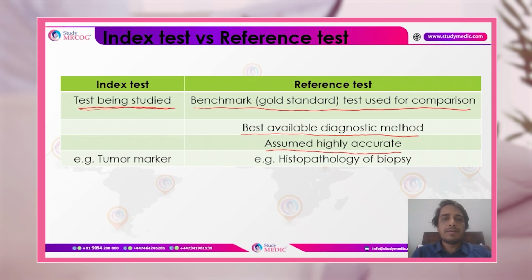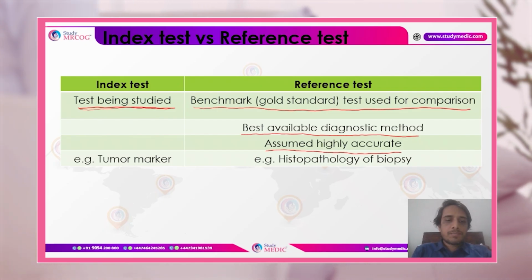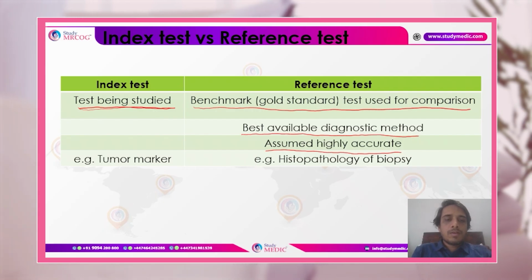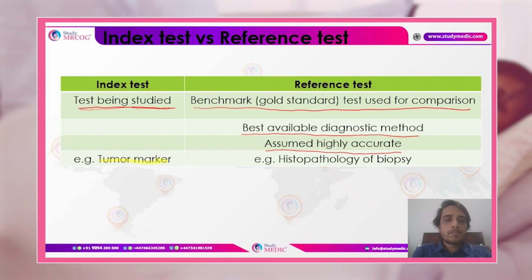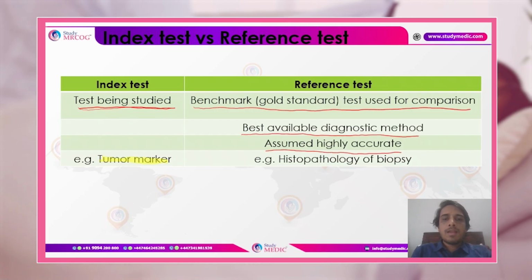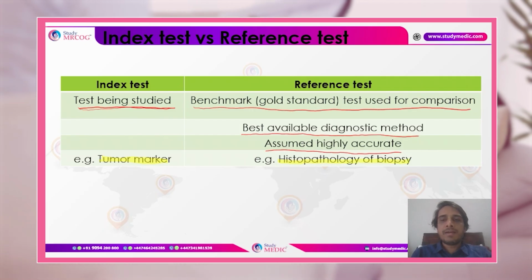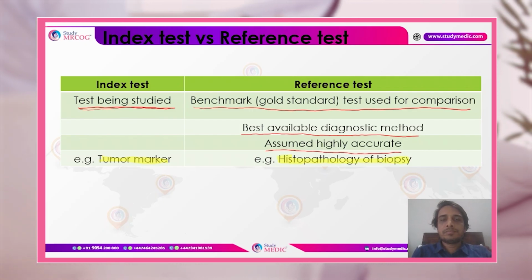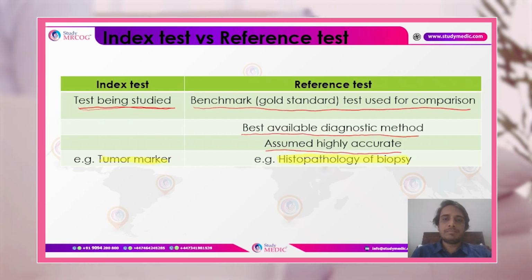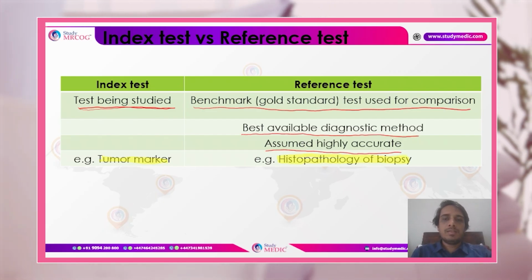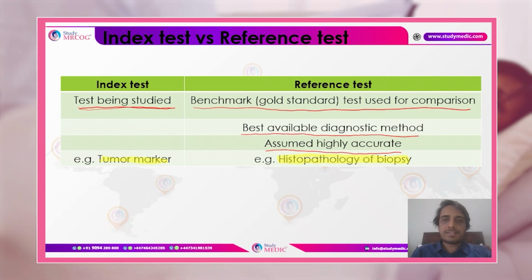For example, if the index test is a tumor marker, then the reference test would be histopathology of the biopsy taken from the specimen or the area. This is the difference between the index test and the reference test.